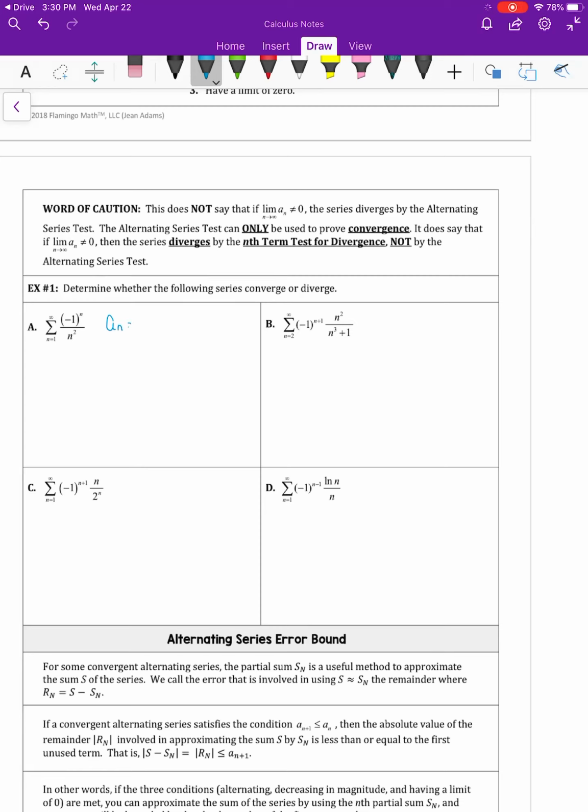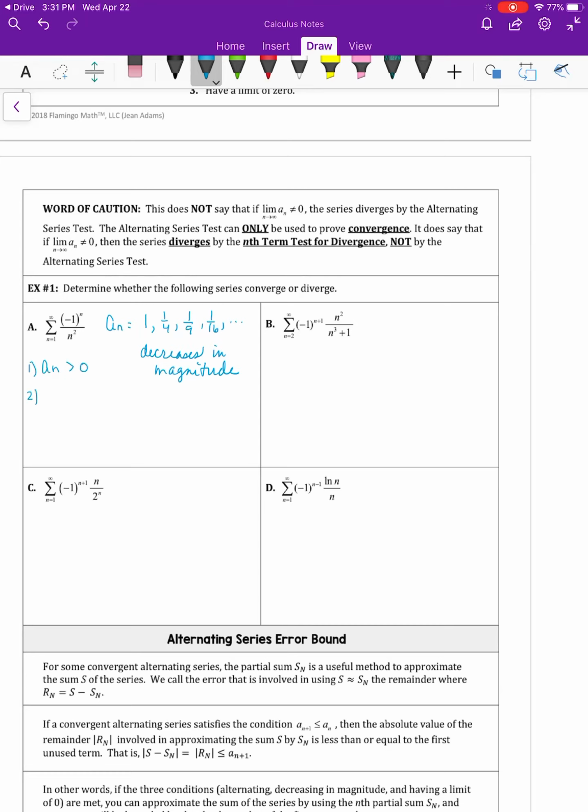So, example number 1, determine whether the following series converge or diverge. So we've got part A, summation from n equals 1 to infinity of alternating -1 to the n over n squared. So we've got our alternating sign. We're going to look at what our a sub n is. And I'm just going to look at it as 1 over 1 squared, 1 over 2 squared, 1 over 3 squared, 1 over 4 squared, and so on. Okay? That's my a sub n as a sequence.